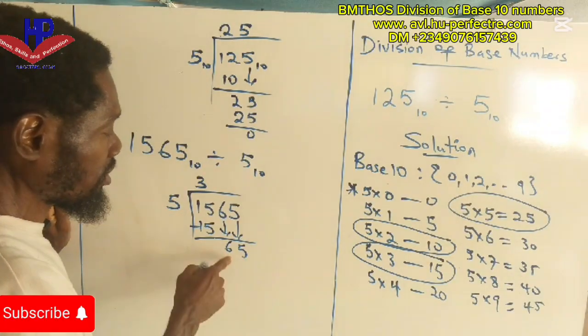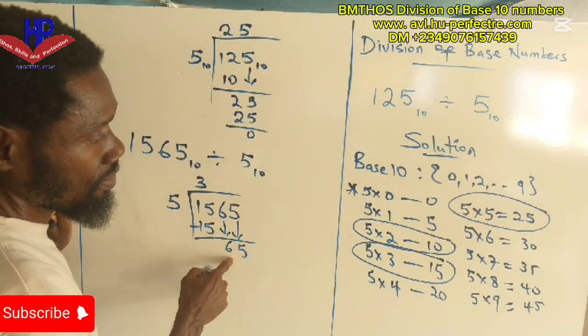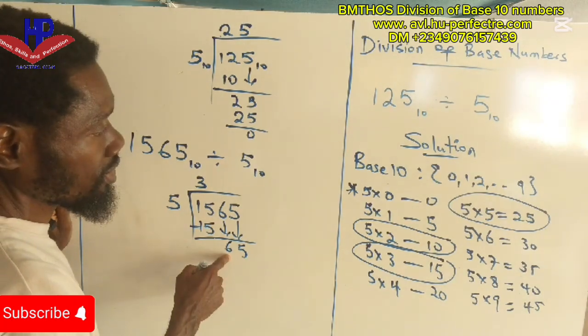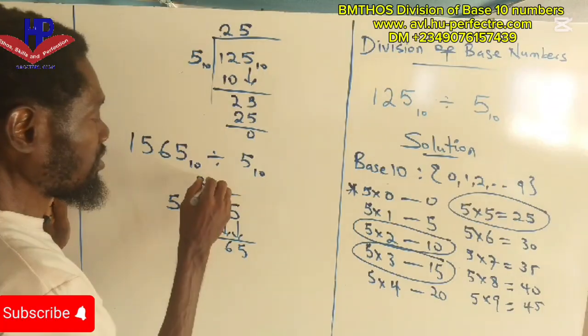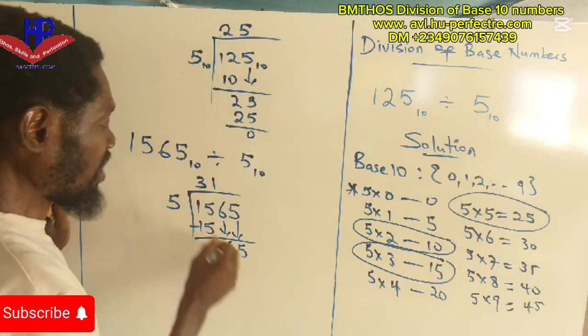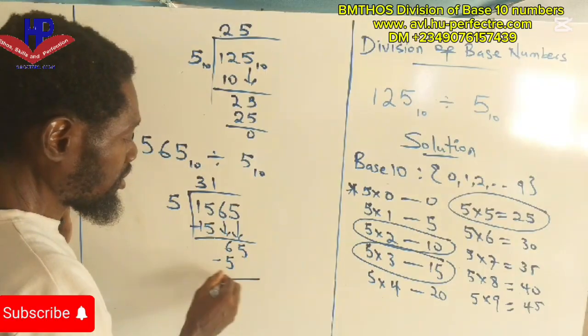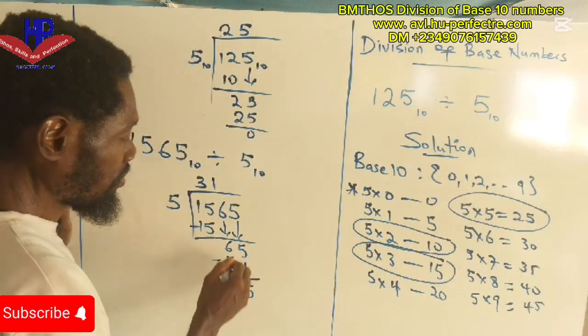What number gave us 65? Let me use 6. 5 into 6. That is 1. 1 times 5 is 5. Drop down 5. That is 1.